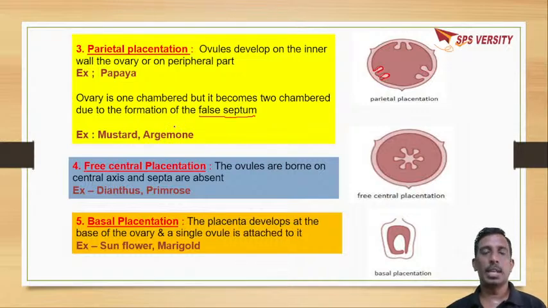Or free central placentation. Here also ovules are attached to the center of the ovule, but here there is only one locule. It looks more or like axile placentation, but there is a difference. In axile placentation, it is multilocular, it is unilocular here. So it is dianthus, primrose, these all will come under free central placentation. Basal placentation, where the ovules are attached to the base of the ovary, like sunflower, marigold, these all the Tridax, Asteraceae family, which shows basal placentation.